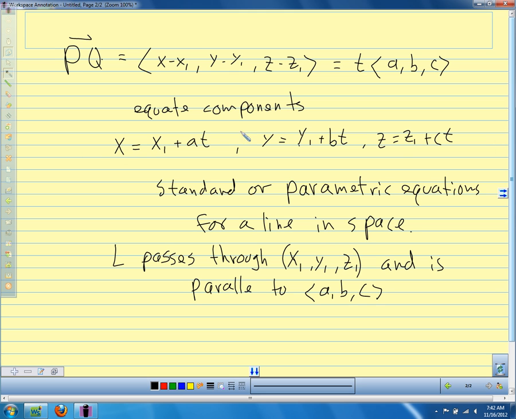So when we have our parametric equations, we can see a point that our line passes through, and we can see the components of the vector that our line is parallel to. Now we can manipulate these a little more. We can solve each of these equations for t. So we're going to eliminate the parameter.